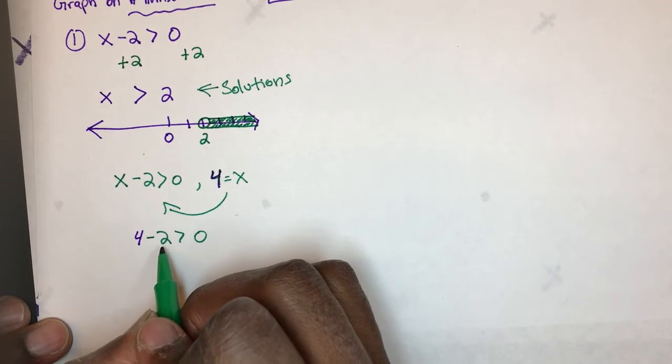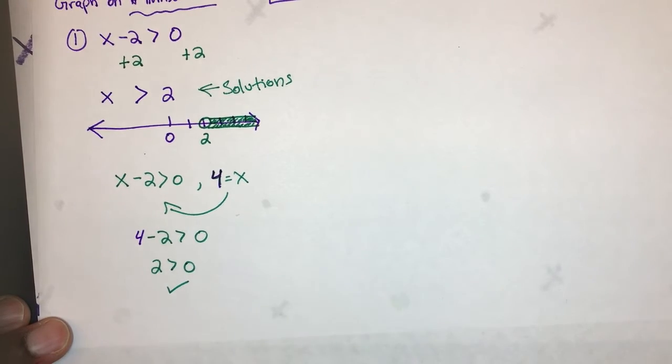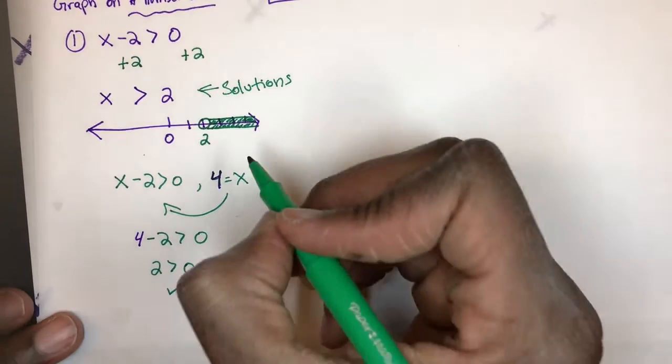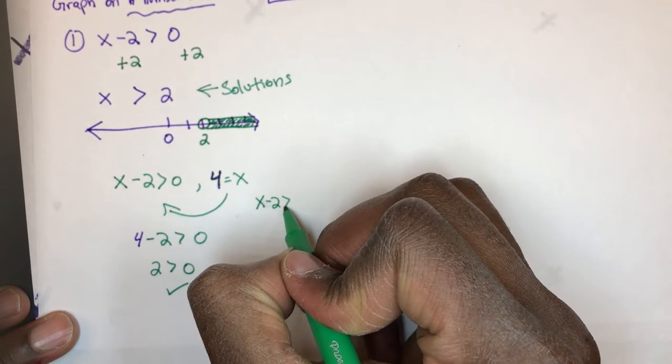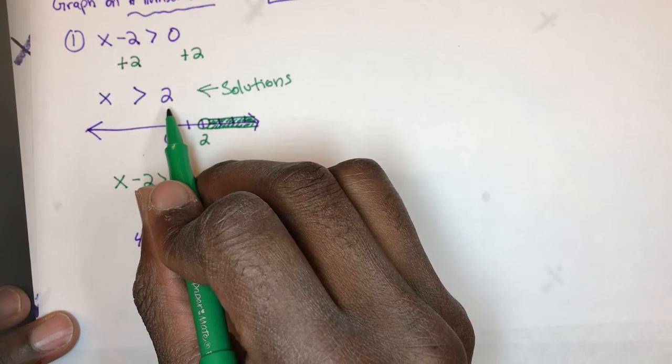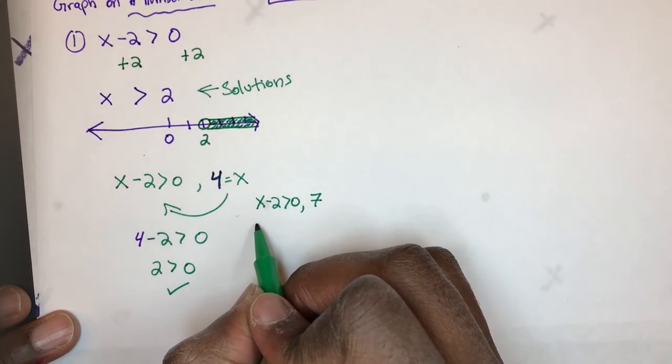Is it? 4 minus 2 is 2. Is 2 greater than 0? Ba-boom! It is. You don't believe me? Check it again. Okay? Let's go. x minus 2 is greater than 0. The solution should be all greater than 2. Let's try 7.